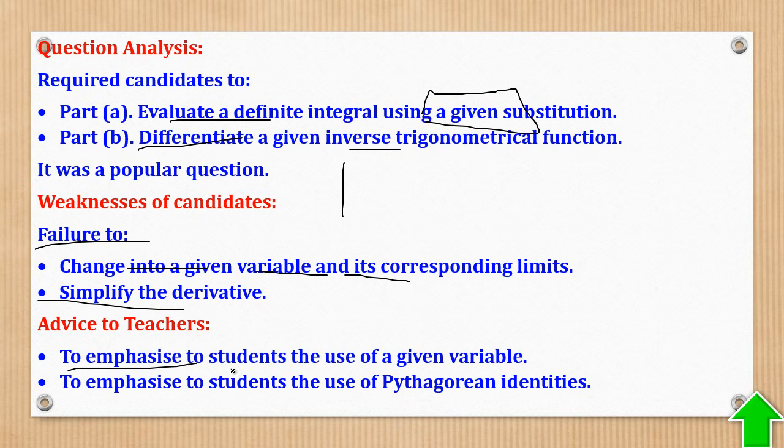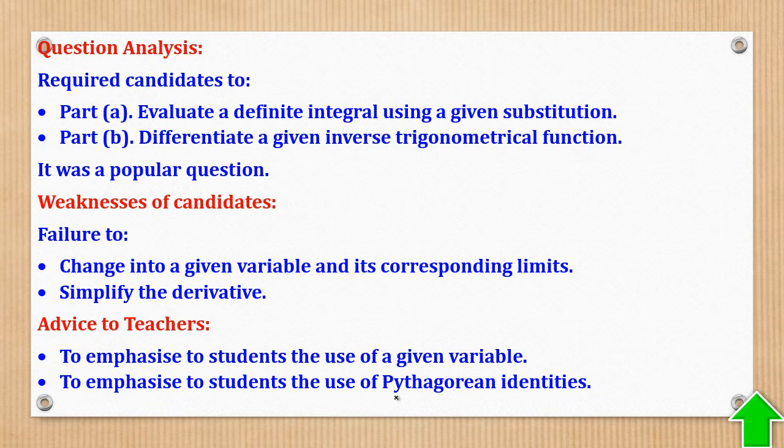So teachers should emphasize to students the use of given substitution. Once they give you something to use as substitution, don't use your own. In other words, they have restricted you to a certain method or approach. Then teachers should emphasize to students to use Pythagorean identities. I think you saw me using it where there was cos y. I put there square root of 1 minus sine squared y. So it was an identity from trig.